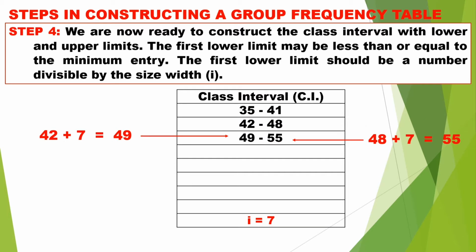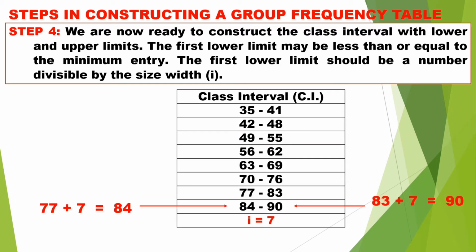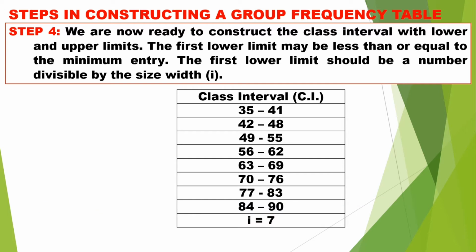To get the next interval, 7 will be added to 42. We have 49. 7 will be added to 48, which is 55. The third class interval is 49 to 55. Same process will continue until you reach the 8th class interval, which is 84 to 90. And that is now the complete 8 class intervals as the problem required.